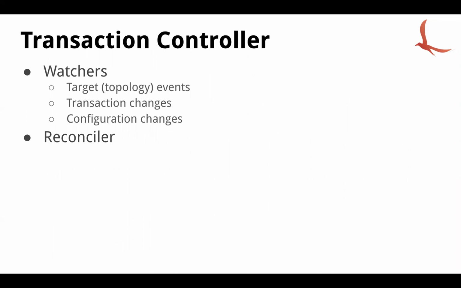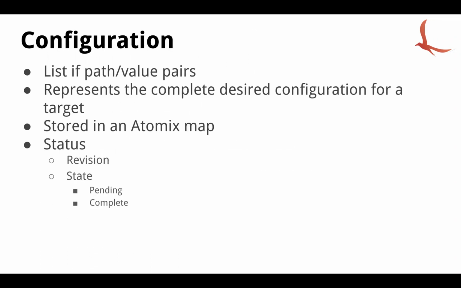It watches topology for target events, and then watches for changes to transactions and to the objects that it manages, where the configuration object is the bigger change. So I'm going to go over that first. One of the sources of complexity in ONOS config, I think, was managing lots of different logs and keeping consistency between them.